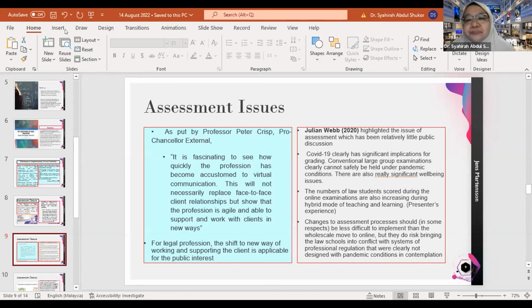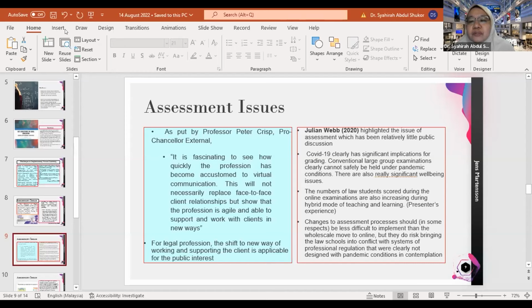And COVID-19 clearly has significant implications for grading. Conventional large group examinations clearly cannot safely be held under pandemic conditions. There are really significant well-being issues. And the number of law students caught cheating during online examinations is increasing during the hybrid mode of teaching and learning, as we can see from our own experience.